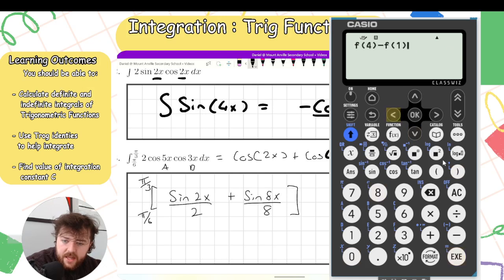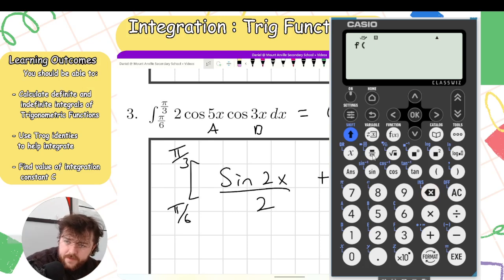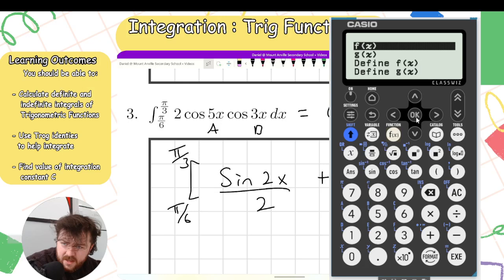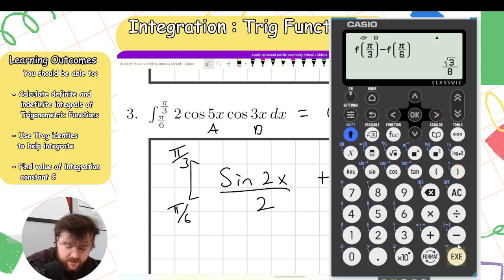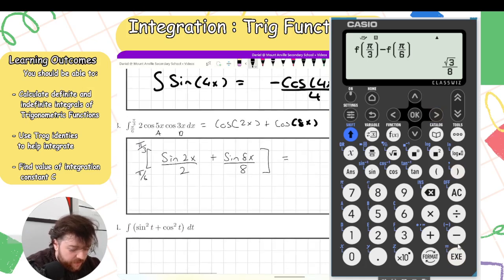Now, I need to evaluate f of my upper bound, which is pi over 3, minus f of pi over 6. Execute that, and my answer here then will be root 3 over 8.